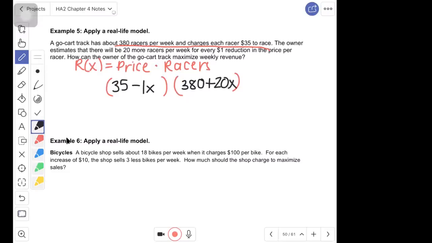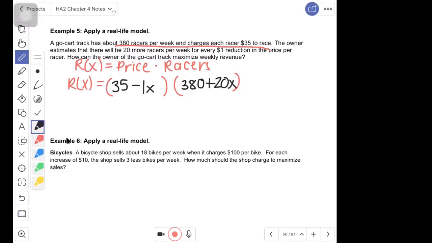So say we subtract our price per race to 34. So we have 35 minus 1, 34. Then we would add 20 more racers to our usual amount that we get. So that's why, in the second part, they're both being multiplied by X. That's what's changing, the price and the racers. So that's how he created that function.